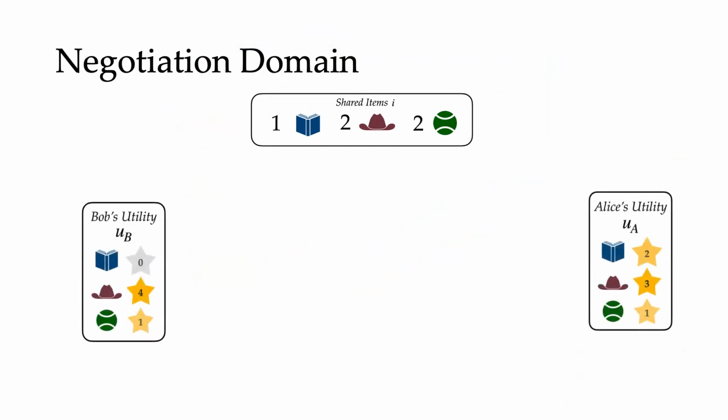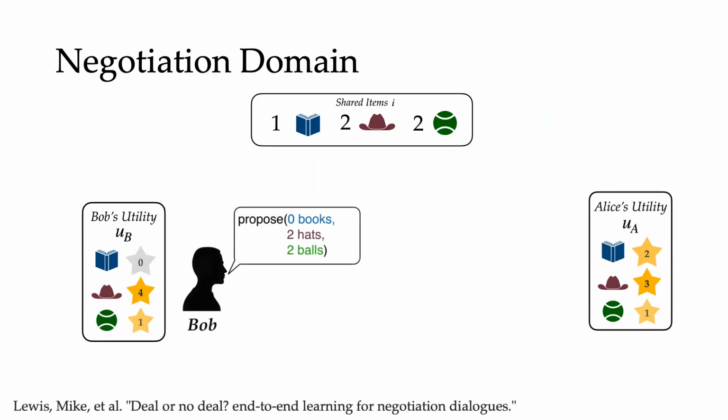And then the idea is that we have Alice and Bob here, and Alice and Bob are trying to negotiate on the shared items here. Okay. And Alice and Bob individually have their own utility, so they can see their own utility. And then Bob can come in, and we have a bunch of action items, so proposing or accepting a proposal or rejecting a proposal and so on.